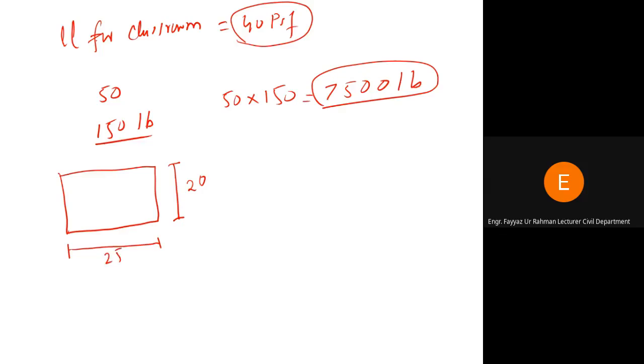Now divide this total weight by this much area. So 7,500 divided by 25 multiplied by 20. तो ये ज़रा कैलकुलेट करें. What is the weight per square foot? 15 psi. psi नहीं यार, PSF. सर, PSF.